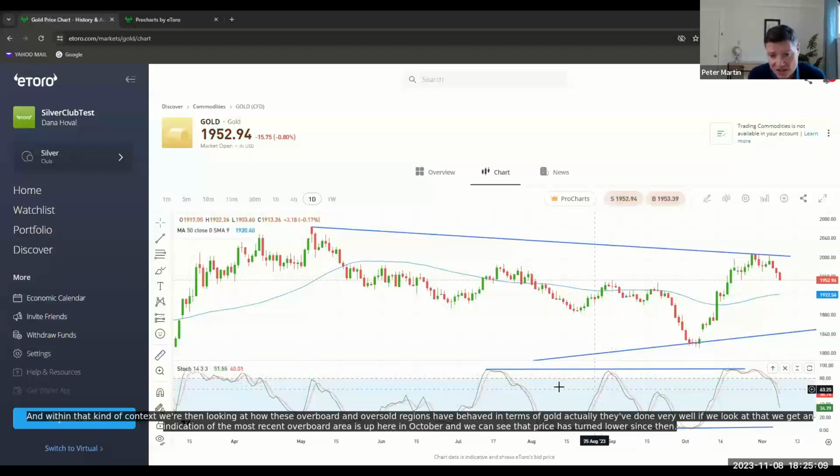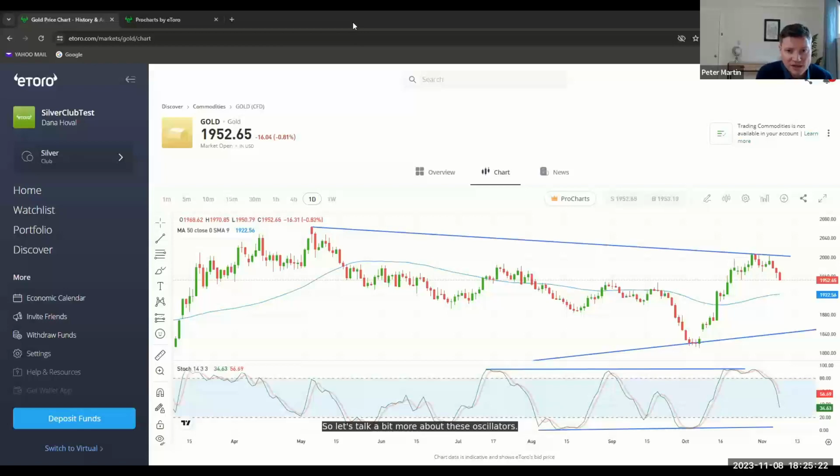In terms of gold, actually, they've done very well. We get an indication that the most recent overbought area is up here in October, and we can see that price has turned lower since then. So let's talk a bit more about these oscillators.